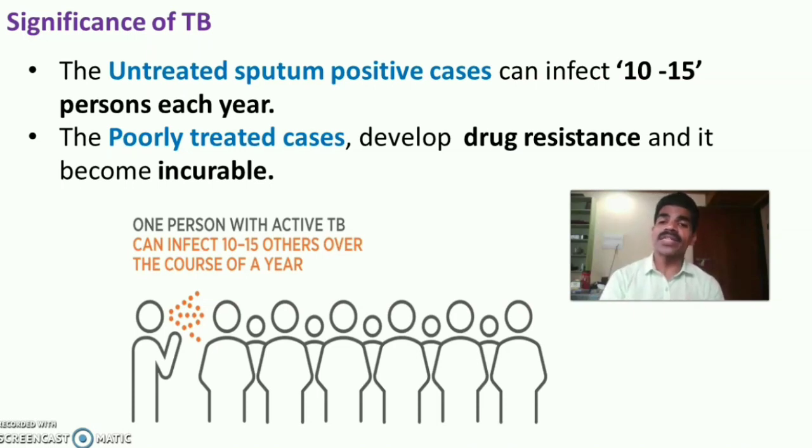That is, complete treatment is not given, or the TB patient is discontinuing from the treatment. Such cases are called poorly treated cases, not the complete course of the treatment. Such patients develop drug resistance. Those people may not be cured properly or completely. So the poorly treated cases develop drug resistance. Drug resistance can lead to multi-drug resistance to TB.